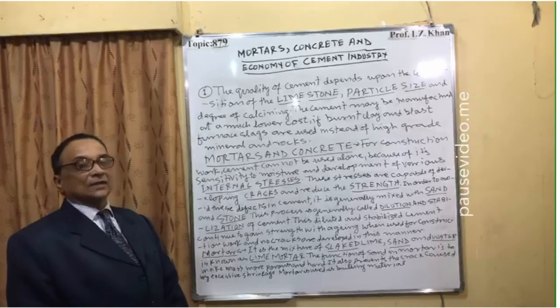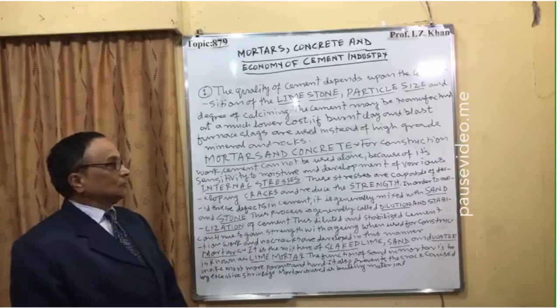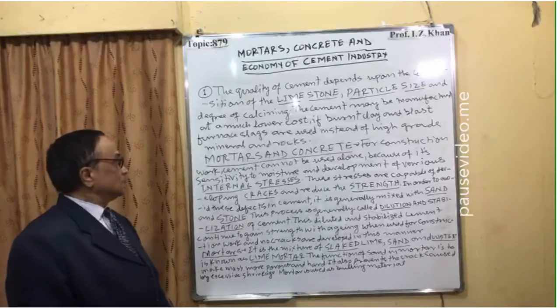That is the cheapest material for the manufacture of cement. If we look for costly rock and minerals, definitely the cost of production of cement will increase once you go for high grade minerals and rocks.